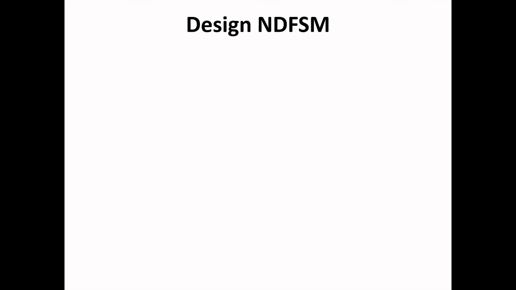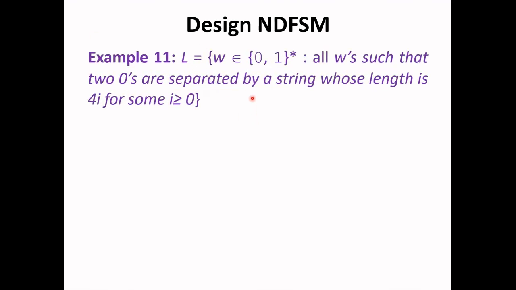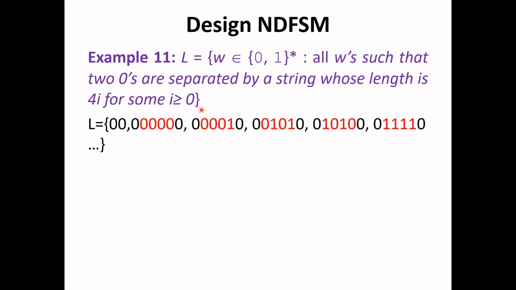Let us design an NDFSM for the language over sigma {0, 1}, where all W's are such that 2 zeros are separated by a string whose length is 4i for some i greater than or equal to 0. Let us see some example strings of this particular language. If i equals 0, then 4 into 0 is 0. So we are left with 2 consecutive zeros as the first string.